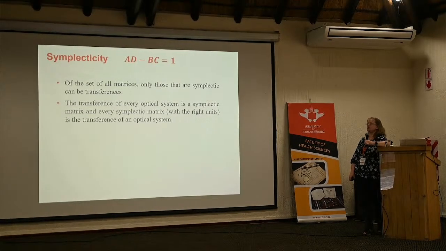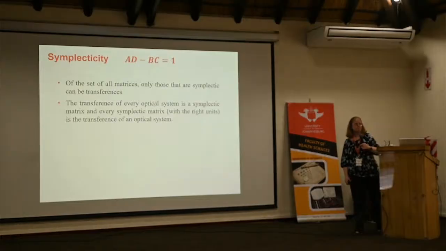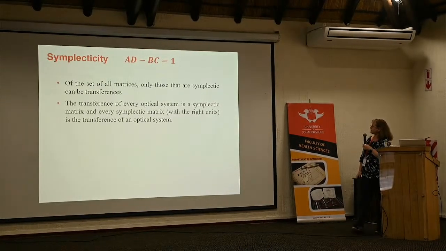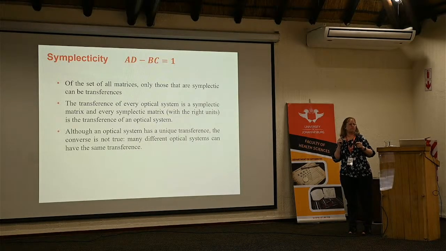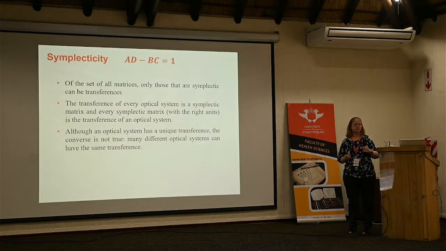Right, the transference of every optical system is symplectic, and every symplectic matrix is a transference. I actually said that already. Every optical system will have a single unique transference, but it is not the same the other way. So a transference could represent a number of different optical systems.